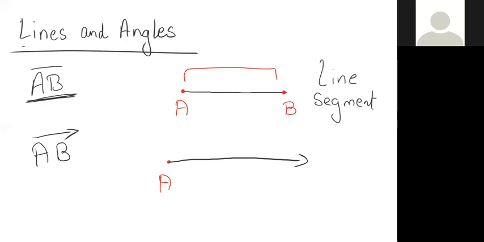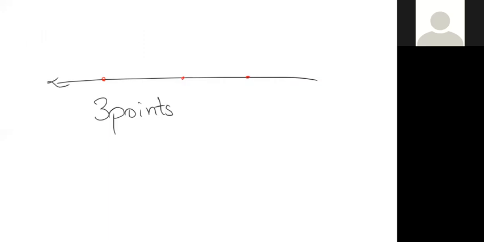And another way of representing a line can also be with 2 arrows, this way and this way. But we will not be using these symbols. So let's understand some key points. If you have a line, and let's say you have 1 point, 1 point, 1 point, we know all these 3 points lie on the same line, this line. So then we can say that these points are collinear.